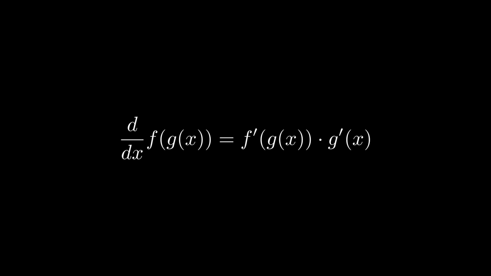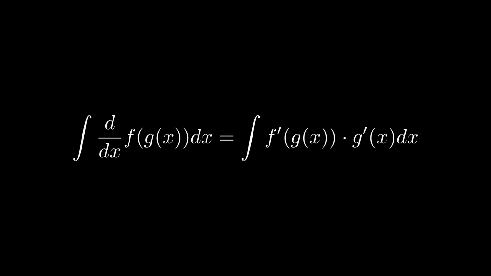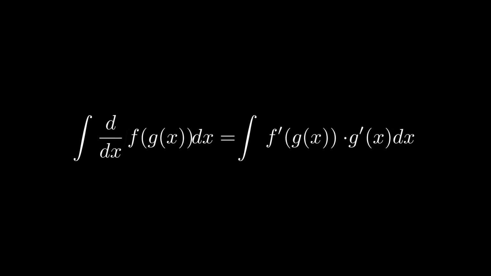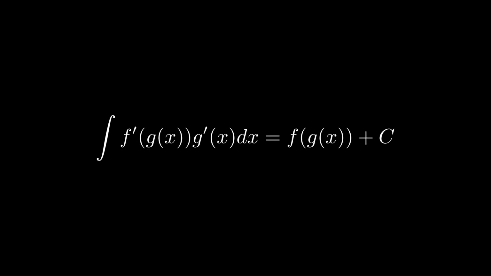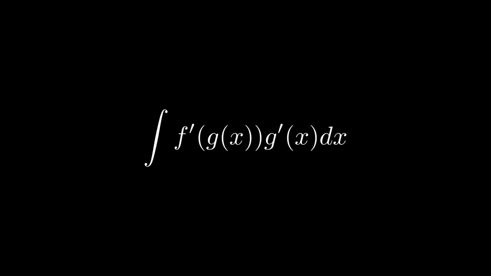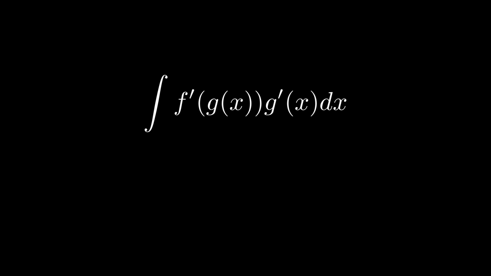Now we can simply integrate both sides with respect to x. On the left-hand side, by the fundamental theorem of calculus, the derivative and integral basically simplify out, and we get f composed with g plus a constant c. The right-hand side looks a bit messy, but we can look at it a little bit closer. Indeed, if we define a new variable, t equal to g of x, we can greatly simplify our integral.